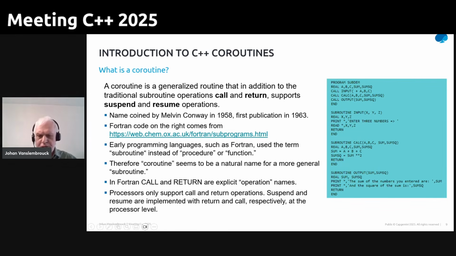So the return you can still find in C and C++. The call is, let's say, more or less implicit. But you see, we have those operations that are explicit in Fortran. We also have the explicit term subroutine in Fortran. That's what I wanted to tell.